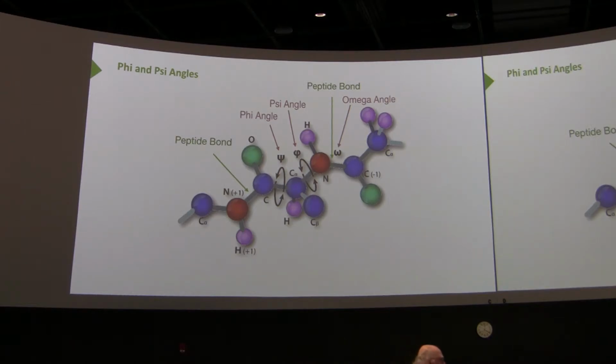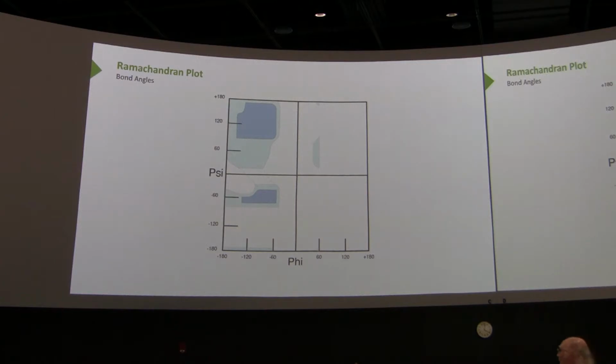Now, you see the peptide bond has something associated with it called omega, and that's a third angle that's there. We're not going to talk about omega. Omega has some significance, but we're not going to talk about it. Remember, it's not really a rotatable angle, okay, because it's got that double bond character.